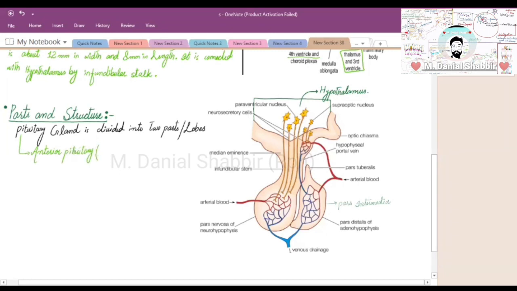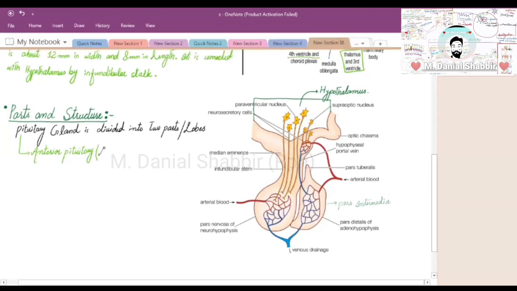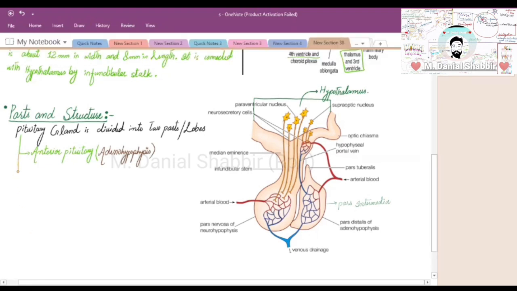Okay, the second name for anterior pituitary is adenohypophysis. And the second part is posterior pituitary.